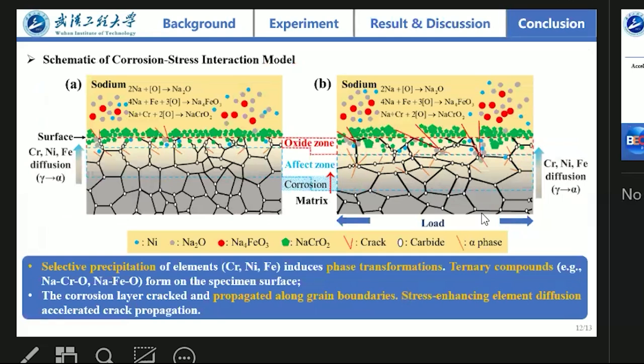Now let's have a simple conclusion. You can see in these two pictures, picture A shows sodium corrosion without loading, and when the loading is working, you can see it is like picture B. The oxide zone and affected zone both increase together, and it induces the corrosion to be much higher.